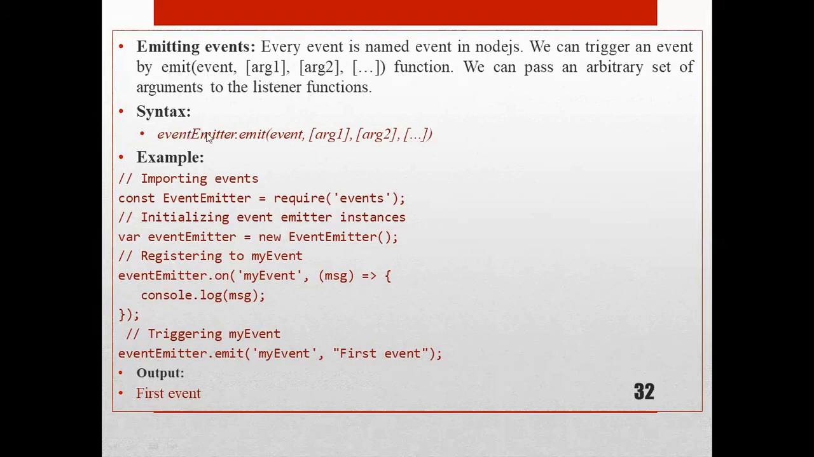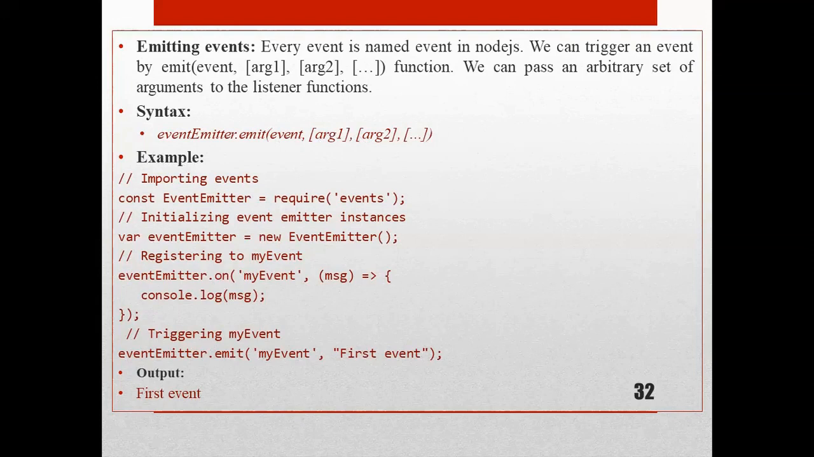So see the syntax for emitting events: eventEmitter.emit(event, argument1, argument2, and so on). We can pass multiple arguments with that event. So here we will see one example for importing events, registering events and triggering that event.